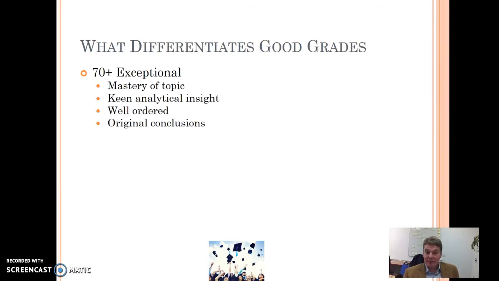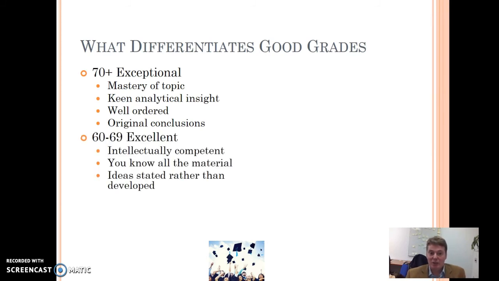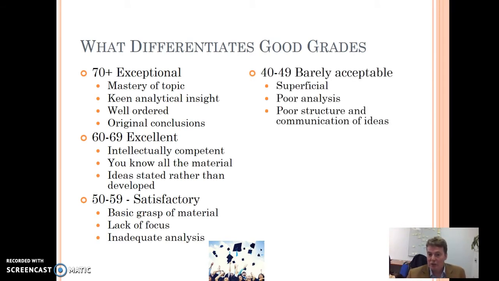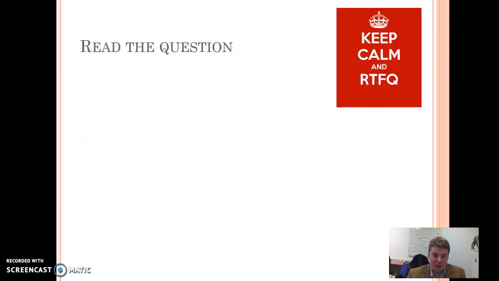So what to remember is, if you want a first class, that is actually exceptional. People have this idea, sometimes based on schoolwork or American grades, that 70 isn't a good mark. 70 is an exceptional mark. 60, intellectually competent. 50, kind of satisfactory. 40 is barely acceptable, and we don't need to talk about the others.